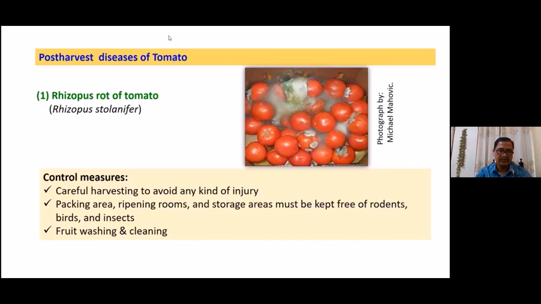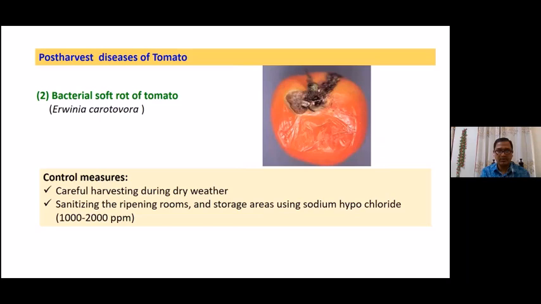Another disease is bacterial soft rot of tomato. This is also dangerous, and it causes severe losses of tomato in storage. Here careful harvesting is also important, because we need to harvest during dry weather. In wet weather, or in humid conditions, we cannot harvest the fruits. It will severely affect the disease.